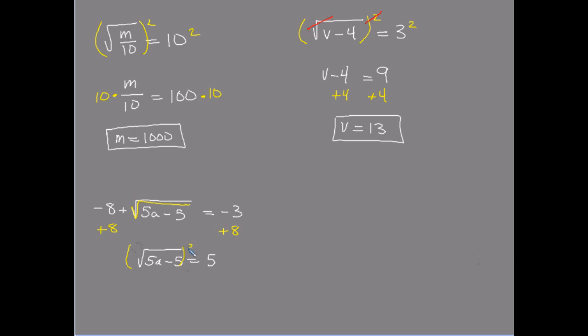Now I square both sides, and I get 5a minus 5 is equal to 25. Add 5 to both sides, and I get that 5a is equal to 30, and then dividing by 5 gives me a equal to 6.